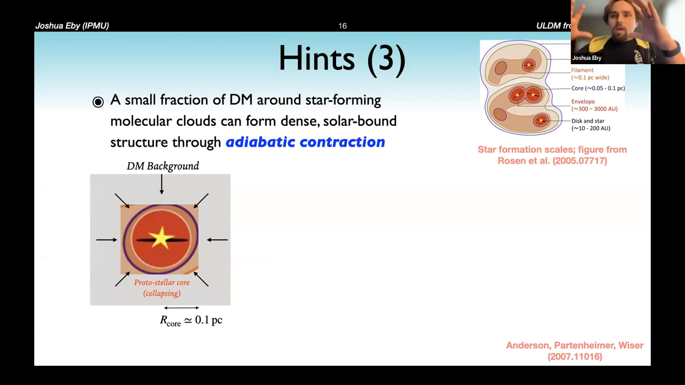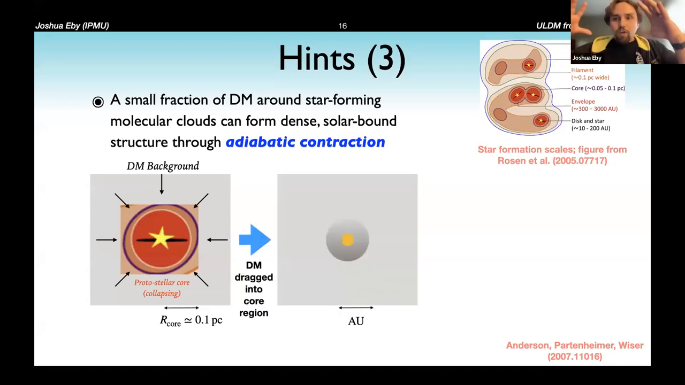If there was a little bit of dark matter bound to these collapsing protostellar cores, then it will drag dark matter gravitationally down into a denser configuration around the sun. This process is known by astronomers by the name adiabatic contraction. It's very well understood in baryonic physics, but it's really purely gravitational. There's no reason dark matter can't be adiabatically contracted.